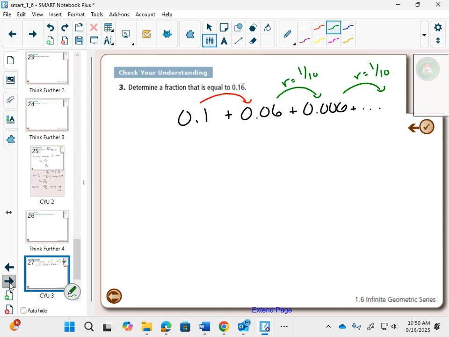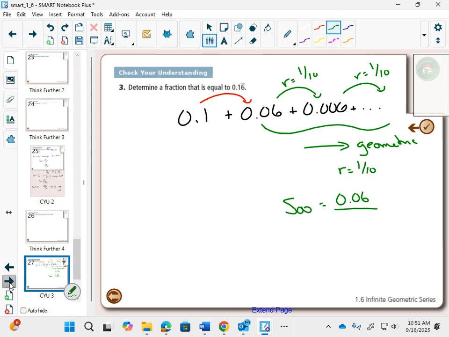Which causes a little bit of a problem, but not too big of a problem, because what we can do is say that starting from here and going forward, it's geometric with an R value of 1/10. So I can add up these numbers because R is 1/10, and so S of infinity would exist. I can add up all of those numbers, starting with 0.06, over 1 minus 1/10.